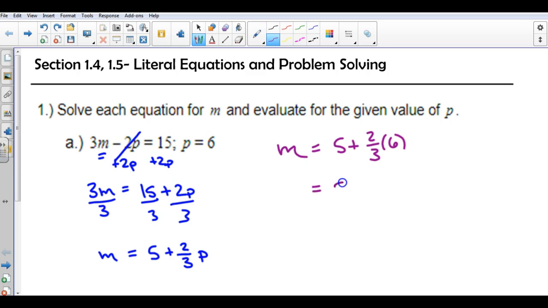So that ends up being 5 plus, and there's a couple ways you can think about this. I can do 2 times 6, which is 12, and then divide by 3, and that's going to give me 4. I could have also said 6 divided by 3, which is 2, and then multiply that by the 2 on top, and that would also give me 4. And then when I add 5 to that, I get an m value at the very end of 9.